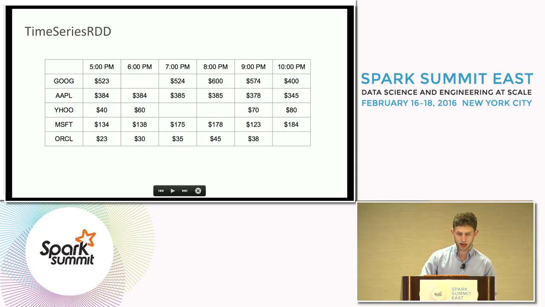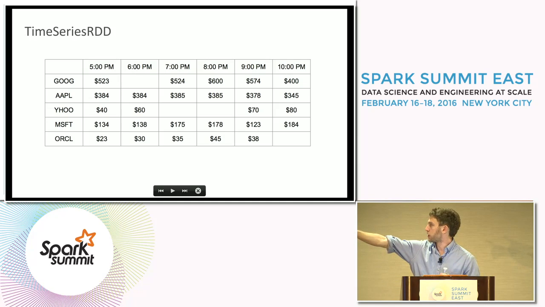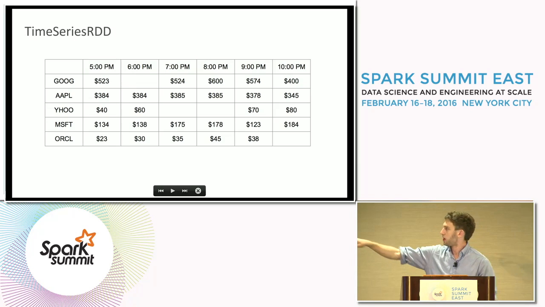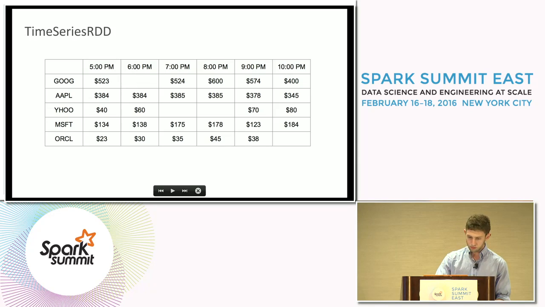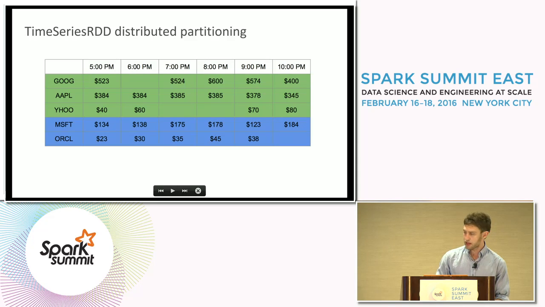Here's what a time series RDD looks like laid out. Let's say we have a bunch of stock values at different points in time. We have a few missing values out here, which are represented as NaNs by the library. And then this is what the distributed partitioning looks like. So all the green squares end up on one machine, and all the blue squares end up on another machine.